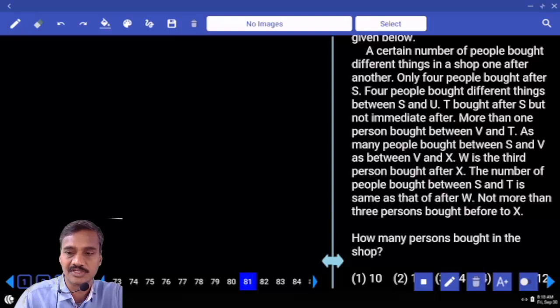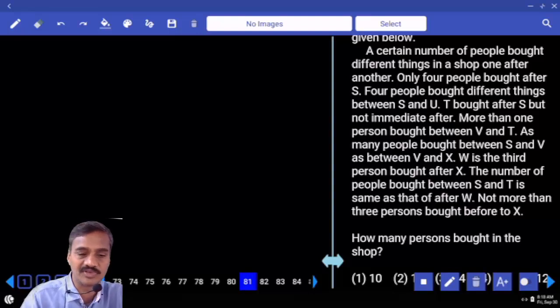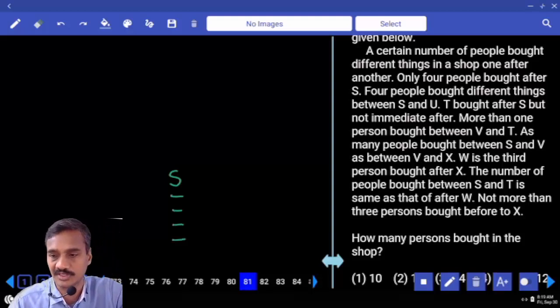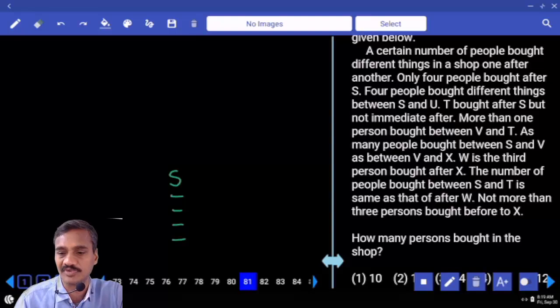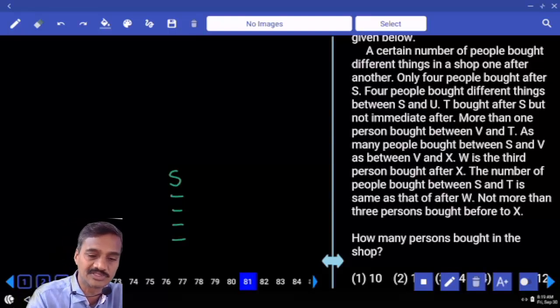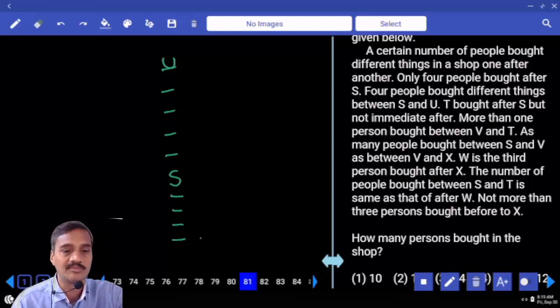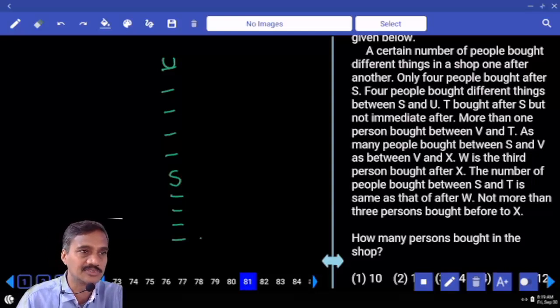There are exactly 4 people who bought after S, and 4 people bought different things between S and U. Now between S and U there are exactly 4 persons in between. Hence U must be here. Hence U cannot be after this S. If U is after this S, at the most we can have only 3 persons in between S and U, but 4 is not possible.